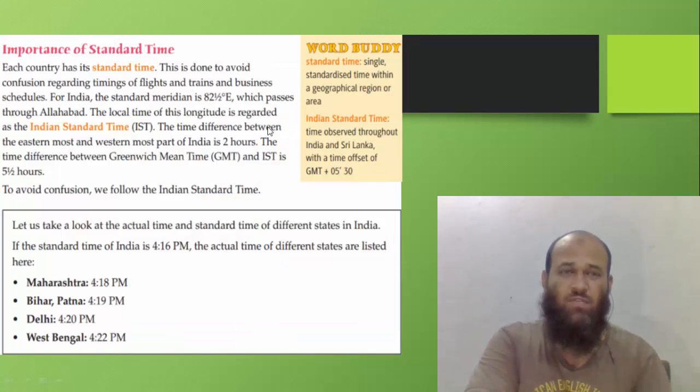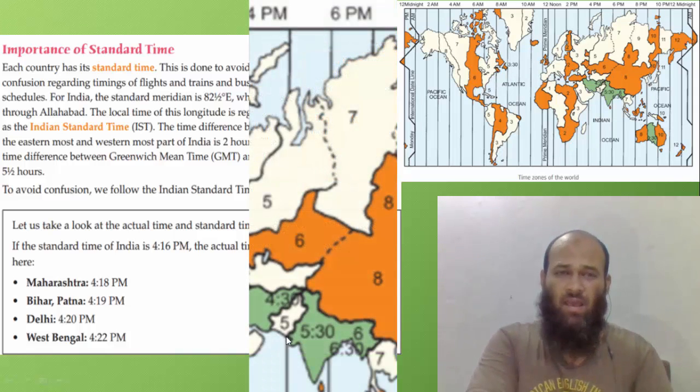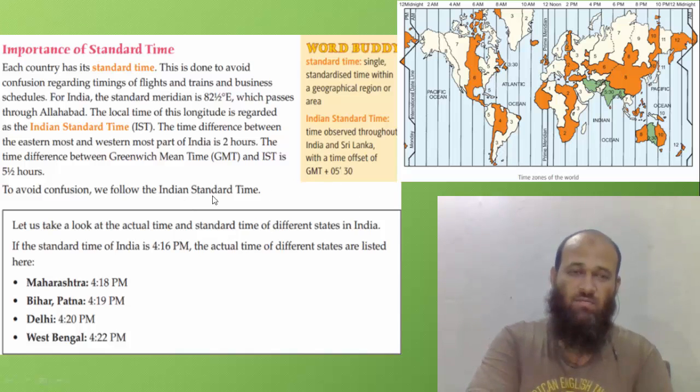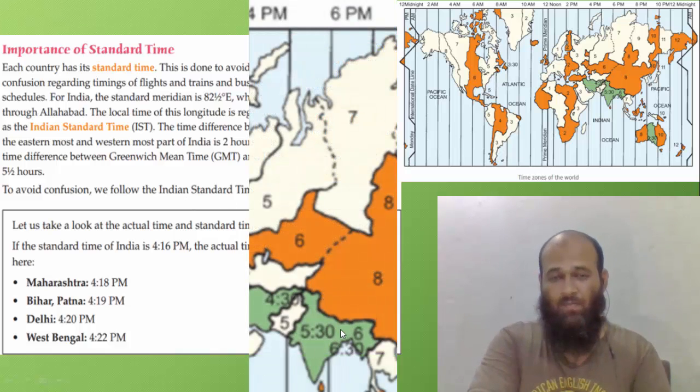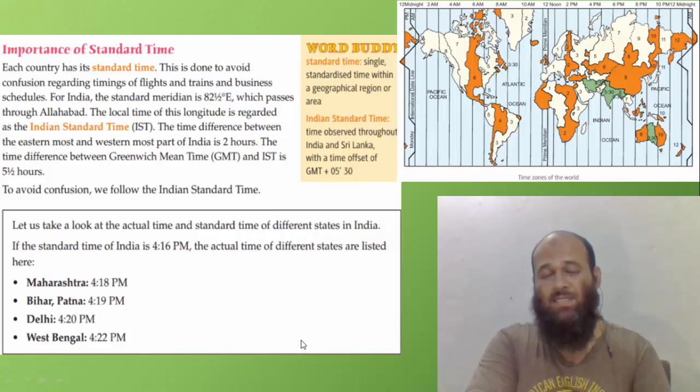There is a difference of 2 hours. The time difference between the easternmost and westernmost part of India is 2 hours. Have a look here. From Gujarat to Assam, it's a difference of 2 hours. So the time difference between Greenwich Meridian and IST is set at 5.5 hours. To avoid confusion, we follow the Indian Standard Time. Even if you go to Assam, even if you go to Gujarat, you will have the same time standard, Indian Standard Time.